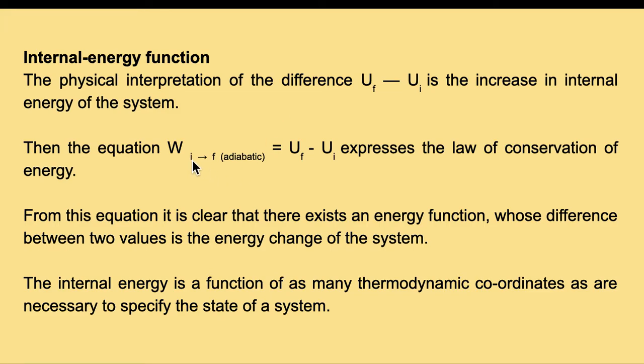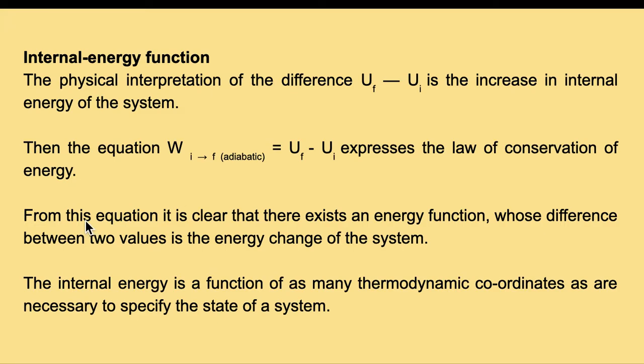And in last class, we derived this equation: W from I to F adiabatic equals UF minus UI. That means adiabatic work equals change in internal energy. And the physical interpretation of the difference UF minus UI is the increase in internal energy of the system. Then the equation W I to F adiabatic, that means work done during adiabatic process, equal to UF minus UI, expresses the law of conservation of energy.